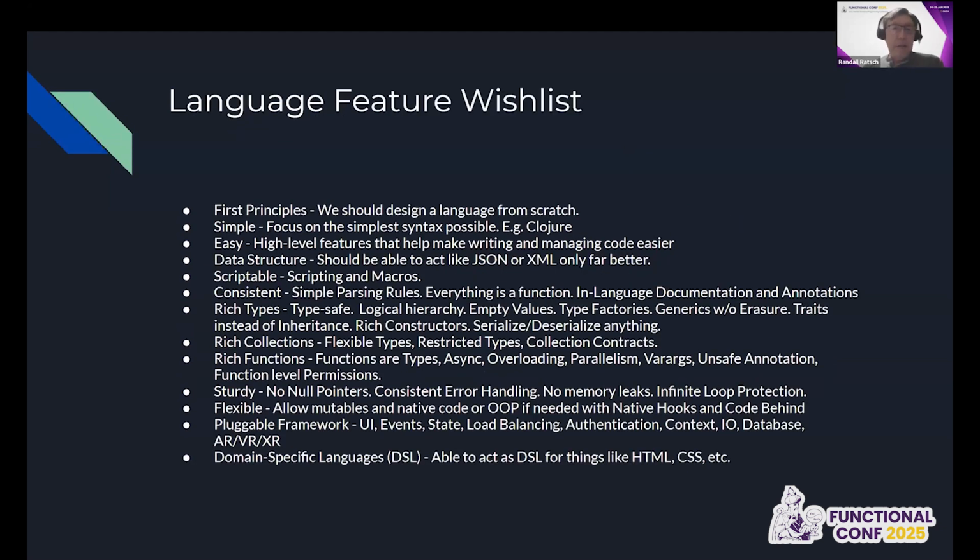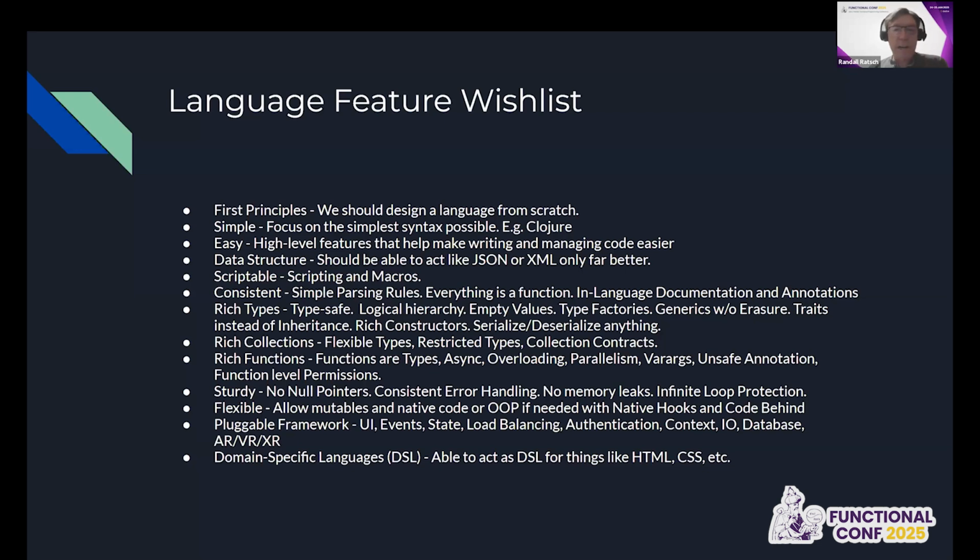A language feature wish list. So as far as what it should do, a lot of this should be obvious to functional programmers, but the core idea here is to have a feature set that we are now adding to other languages. So adding types or functions as first-class citizens into Java, say, which it doesn't currently do. Anyway, first principles, we should design a language from scratch for purpose. It should be as simple as possible.